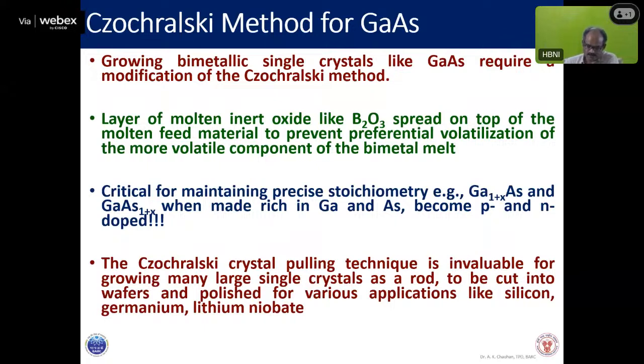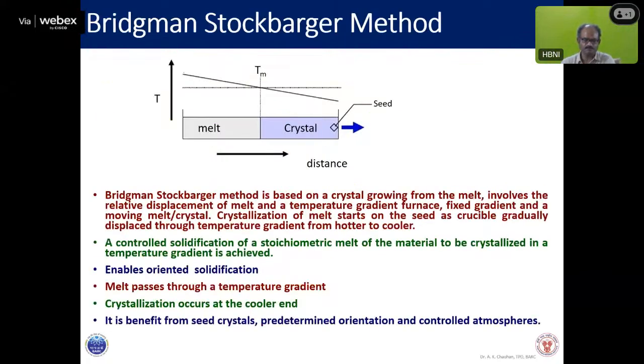This Czochralski crystal pulling technique is invaluable for growing many large single crystals as rods to be cut into wafers and polished for various applications like silicon, germanium, lithium niobate, etc. So the majority of the crystals are grown using the Czochralski method. Then another melt growth method is the Bridgman-Stockbarger method.